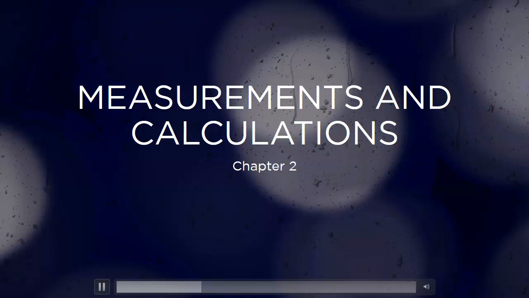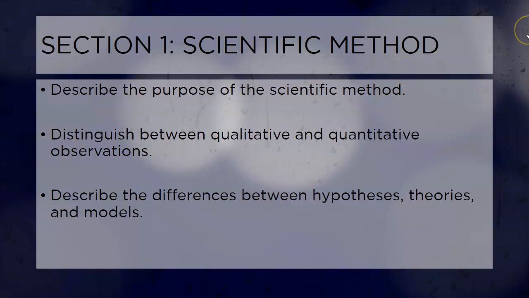So this chapter, we're going to be looking at things like the scientific method. We're going to talk about how to report some of those measurements we've been looking at, and doing some simple calculations that's going to set us up for a lot of the things we're going to be doing this year. So in this particular section, again, we'll look at the scientific method, distinguish between different types of observations, which are going to be important for your lab reports, and talk about the differences between hypothesis, theories, and models. A lot of things that you probably think you have an idea of, but the scientific definition might be a little bit different.